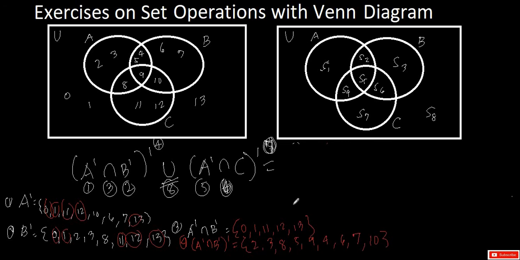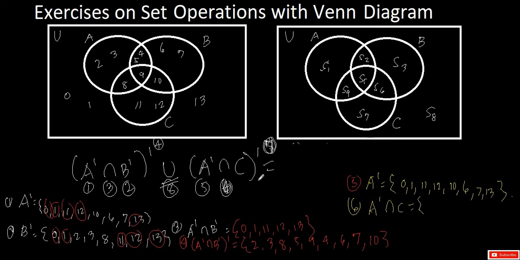Okay, now let's have step 5 here. Let's use another color. Step 5, so A complement. So what are the elements of A complement? Okay, we have obtained it already here. We have 0, 1, 11, 12, 10, 6, 7, and 13. Then we need to get the intersection with set C as our step 6. Okay, A complement intersection C.